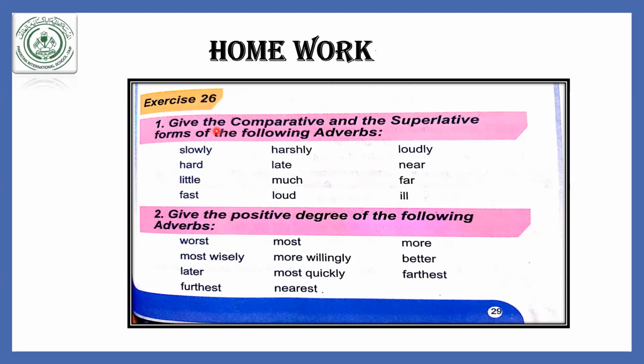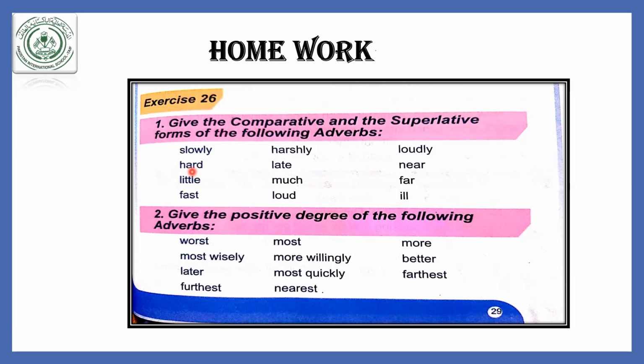Number one: give the comparative and the superlative forms of the following adverbs. Here the adverbs are given, and you have to write the comparative and superlative. These are all positive forms, like slowly, hard, little, fast, loud. Now you have to write the comparative and superlative of each. For example, I'm going to give you an example. Slowly: this is the positive form. What is the comparative form? More slowly. Superlative form, most slowly.